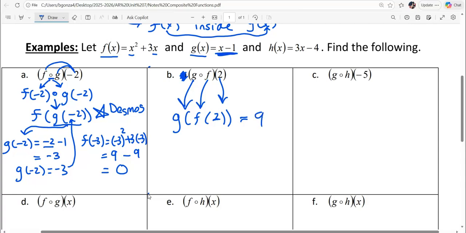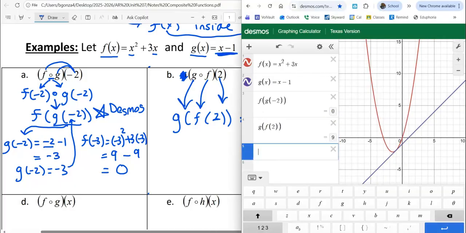Okay, so now hold up. The next one is g. How would I write the next one? The g first. Parentheses, h of, and then parentheses. Okay. And now watch this. Watch this not work. g of h of negative 5. Why doesn't it work for me? Why is it not working?